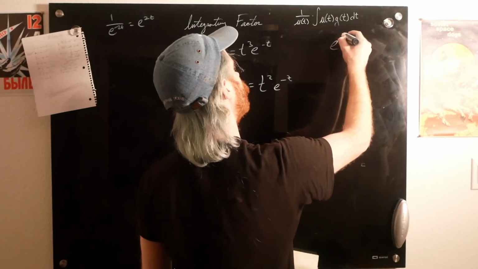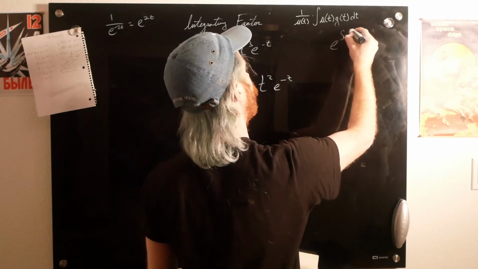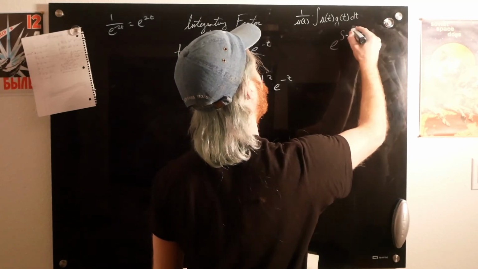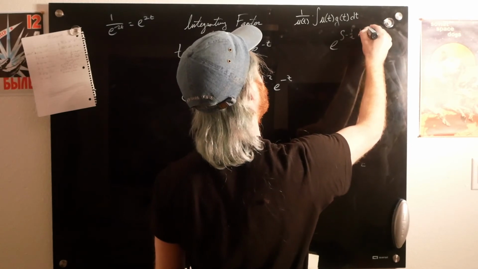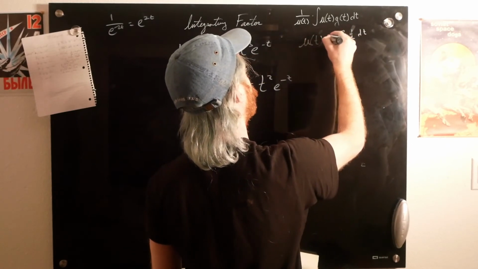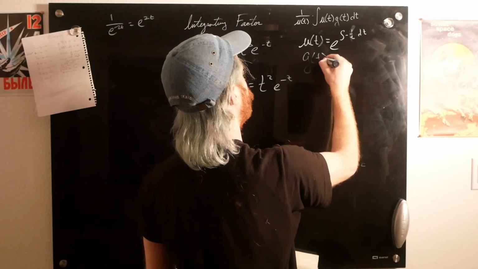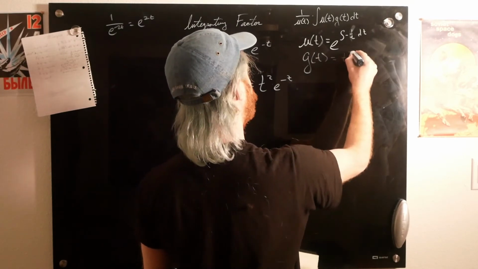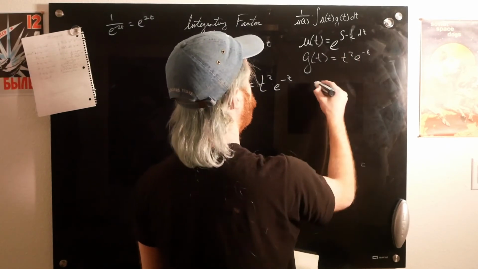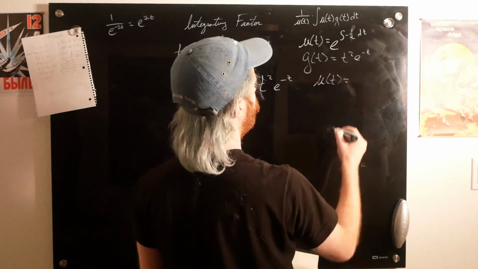So e to the integral of negative 1 over t dt is what mu is equal to. G of t equals t squared e to the negative t. Let's simplify mu of t real quick.